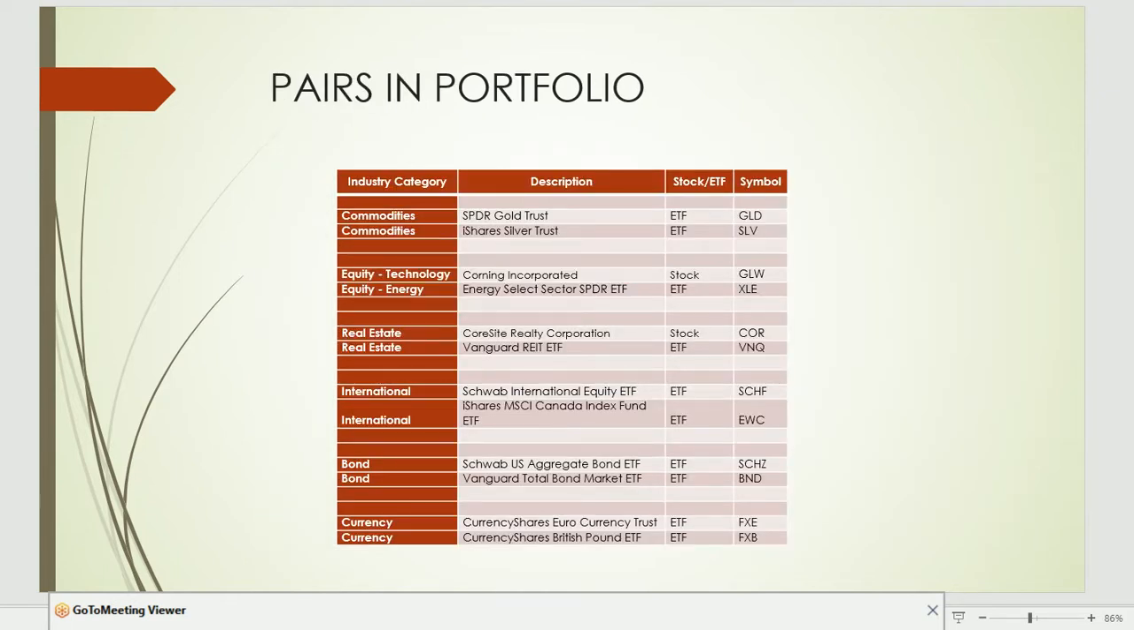Just real quickly, I wanted to show the pairs within my portfolio. So here you can see the asset classes I chose were commodities, equity, real estate, international equity, bond, and currency.